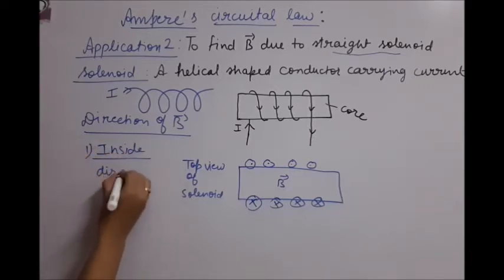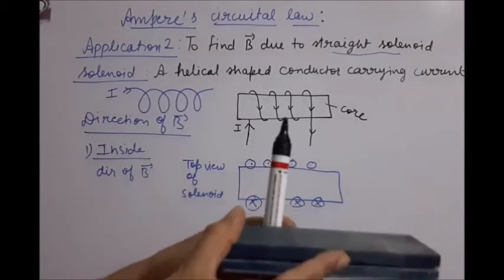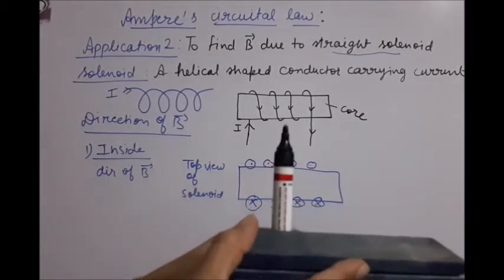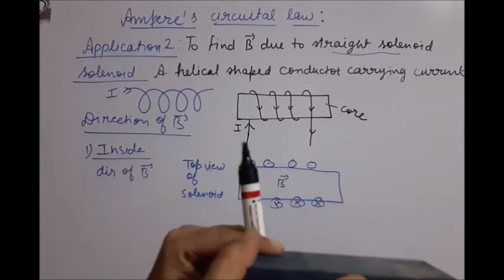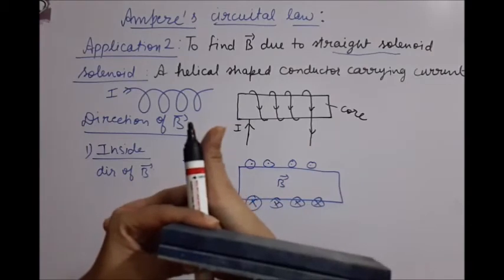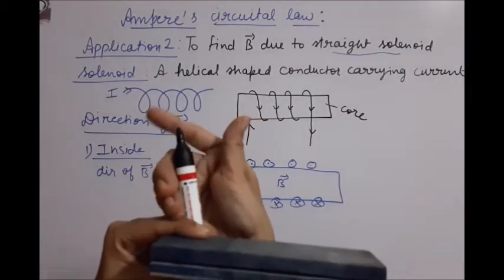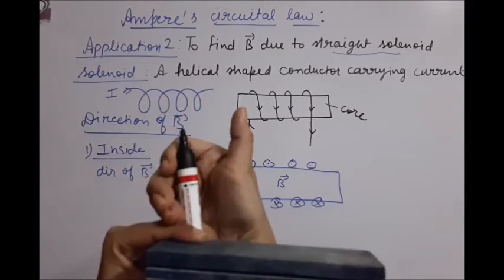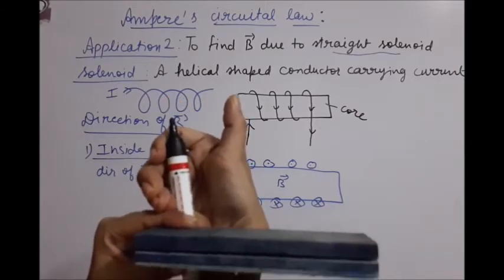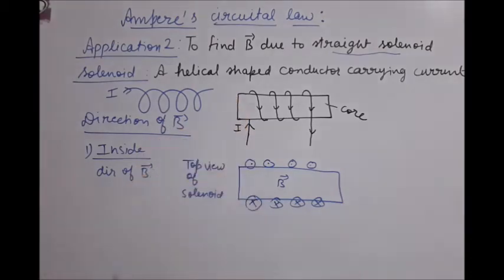Direction of B. Okay, how to find it? So using the right hand thumb rule. What you need to do, students? See, this way the current is moving in the upward direction, back side. So we have to use our right hand. We will be holding the thumb. You can see now the fingers are curling in this direction. So inside the solenoid, the fingers will curl from left to right.